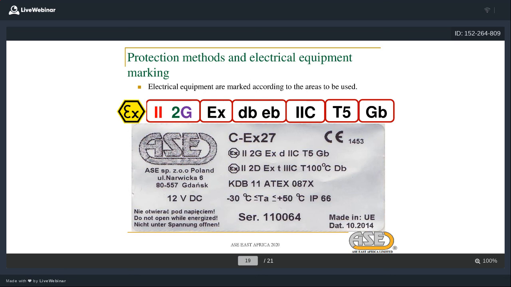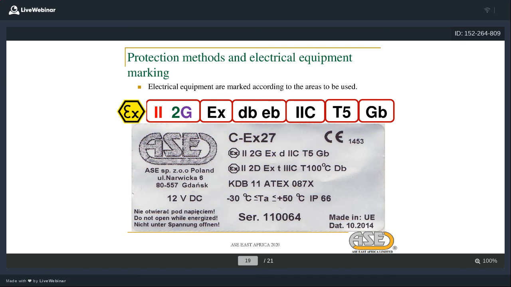So we have d, which is flameproof. B tells us the level of protection. If we have A, it is for a very, very high level of protection. B is high level protection, and C is normal level protection. And we have e, method of protection 2. E is increased safety, type eb. B is the level of protection, which is high level protection.